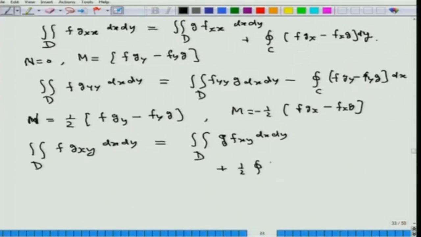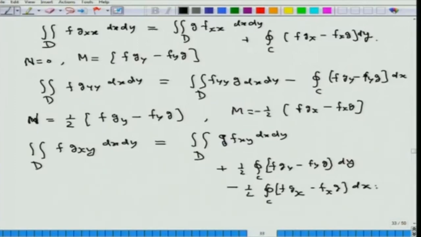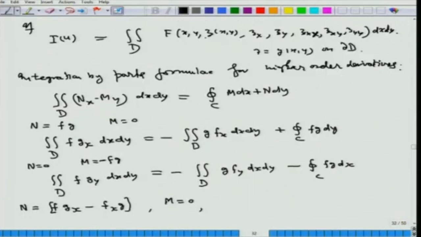and then plus half of f g y minus f y g dy, minus half of f g x minus f x g. All these boundary integrals are over C. So, these are the higher order integration by parts formulae. These can be used here, where you have mixed derivatives x y, and the x x and y y derivatives will be shifted.